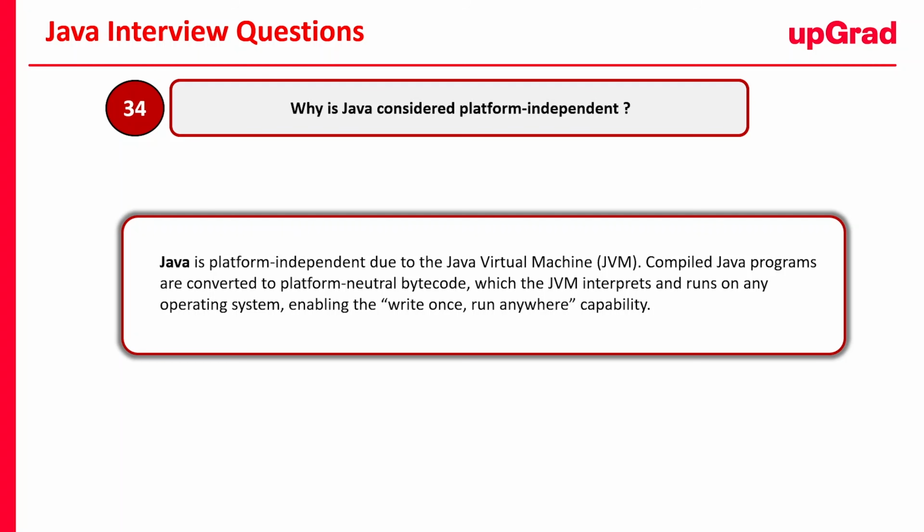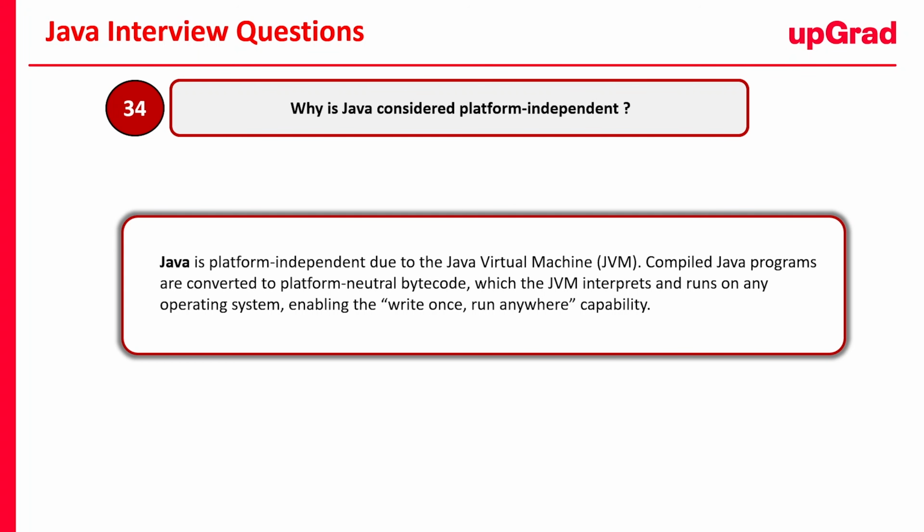So this design supports Java's philosophy of write once, run anywhere, meaning that Java programs can be written once and executed on any platform that has a JVM without needing to recompile the code. Alright. So this explanation highlights how Java achieves platform independence through bytecode and the JVM. So this is how you can answer this question. Yeah, this was about platform independence.